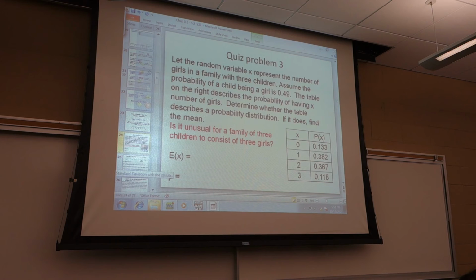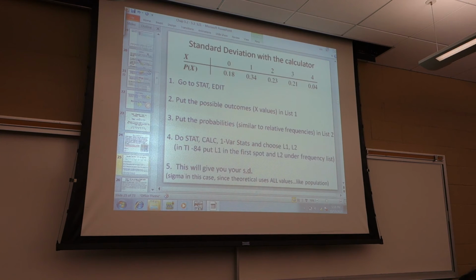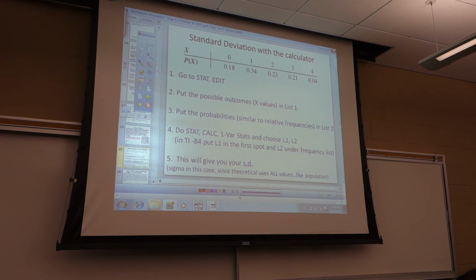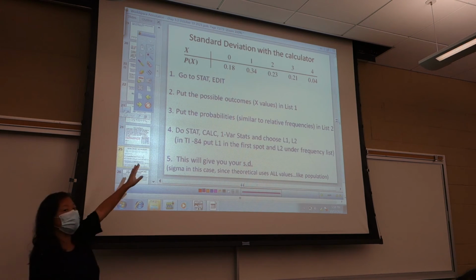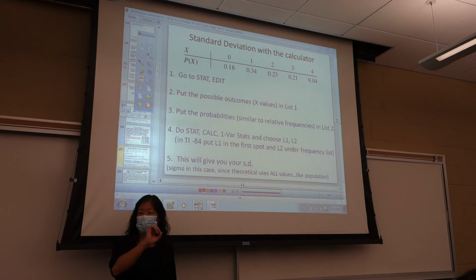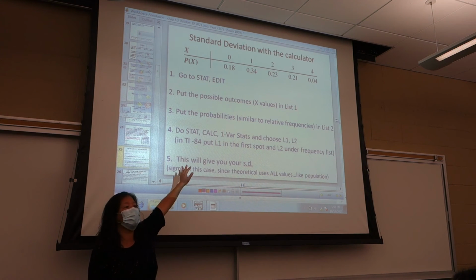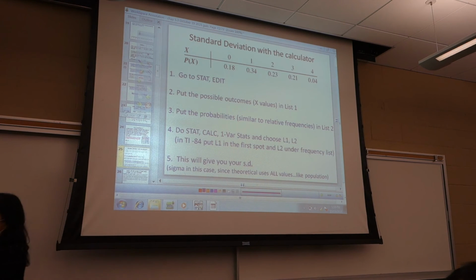So next, I'm going to show everybody how to find the standard deviation with your calculator. The mean, the expected value, you have to do by hand like you just did, where you do blank times blank plus blank times blank. Use your calculator, compute all those, and add them up. You cannot use lists. But for the standard deviation, I'm going to allow you to use lists. So let me show you how to do this. This is our example.